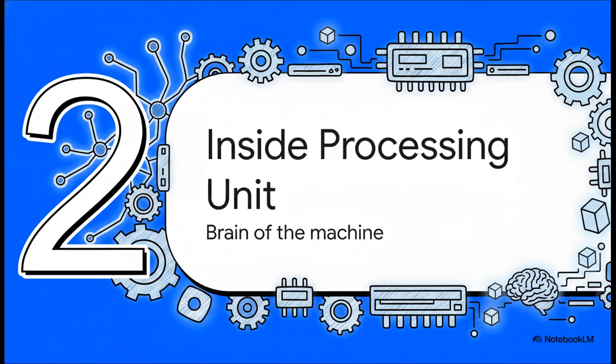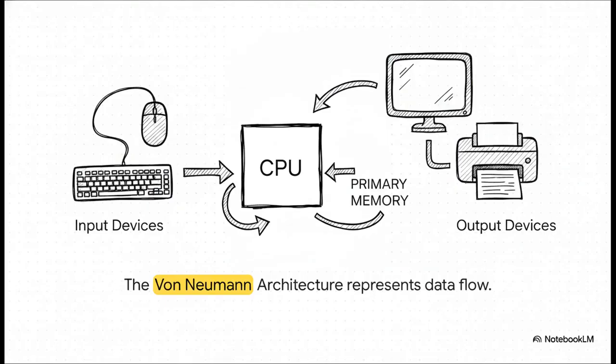So where does all that crucial processing actually happen? Let's move into our next chapter, inside the processing unit, the brain of the machine. The famous von Neumann architecture brilliantly illustrates exactly how this brain sits within the wider system. It's all about the flow. Data travels from your input devices directly into the central processing unit and the primary memory. The CPU crunches the numbers, stores those results back in the memory, and eventually pushes that processed data out to your output devices. It's a closed, perfectly logical loop.